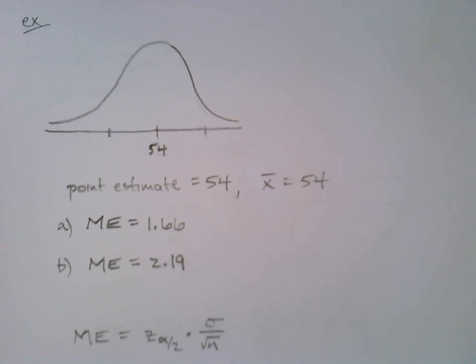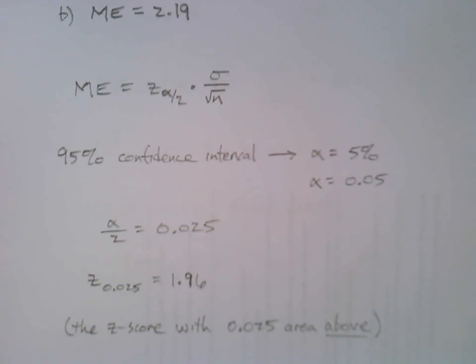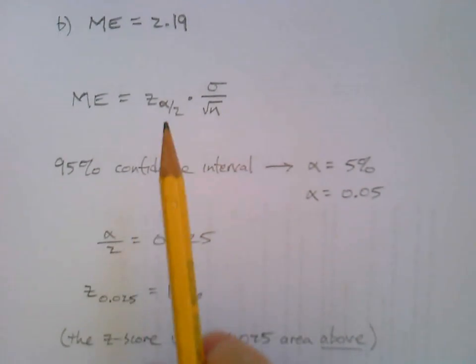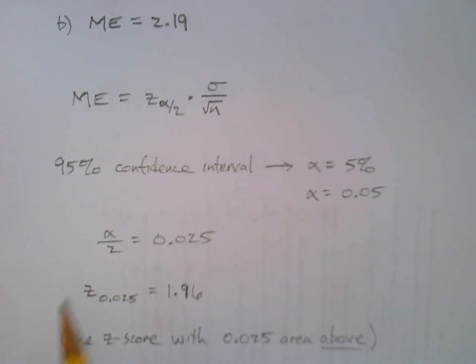Speaking of which, we've got our margin of error formula right here. And this is how we're doing it, right? Z times sigma over the square root of n is how we calculated the distance, or now we're going to call it the margin of error. What's up with this alpha over 2?